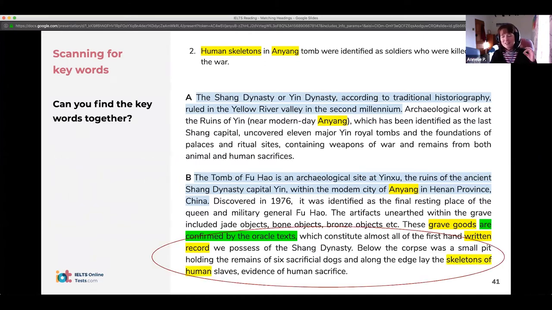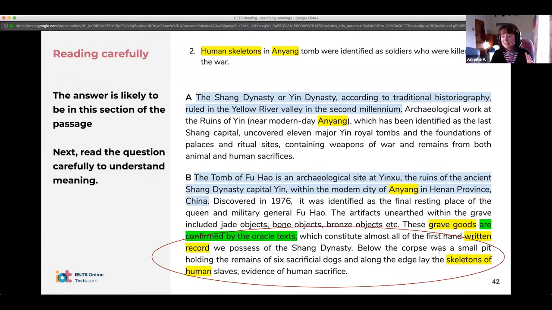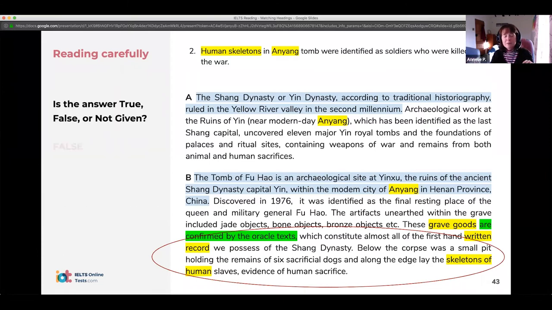Okay, very good. It's contradictory information. Slaves are not soldiers. Killed in the war is not a human sacrifice. So those are definitely conflicting pieces of information. So we can say very definitely that it's false. Soldiers, slaves, killed in the war, human sacrifice.